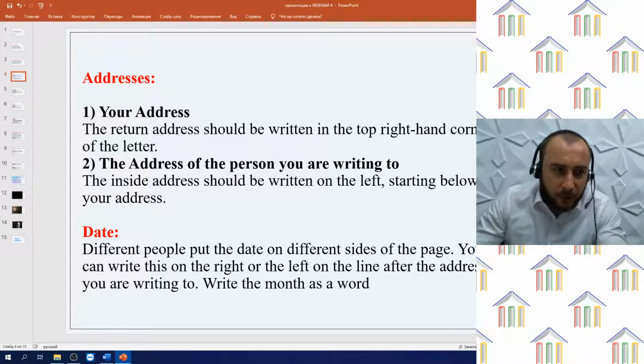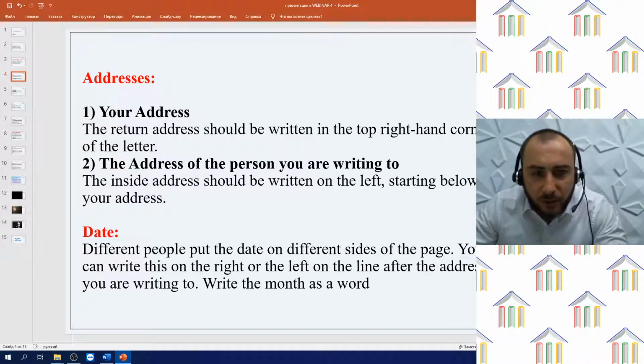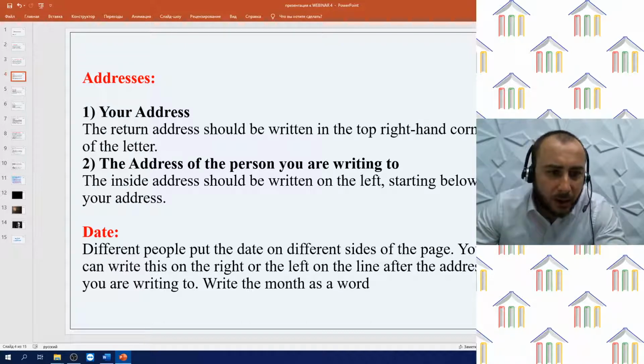Addresses. Your address, the return address, should be written in the top right-hand corner of the letter. The address of the person you are writing to, the inside address, should be written on the left, starting below your address. Date. Different people put the date on different sides of the page. You can write these on the right or the left on the line after the address you are writing to. Write the months as a verb.